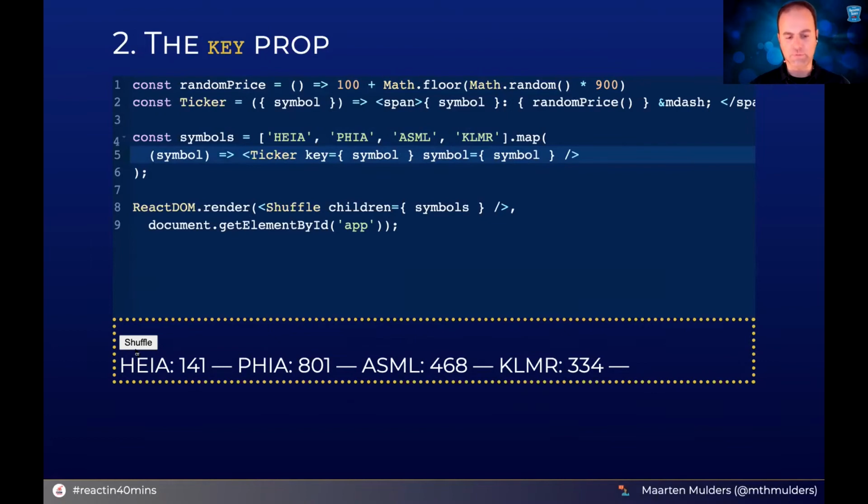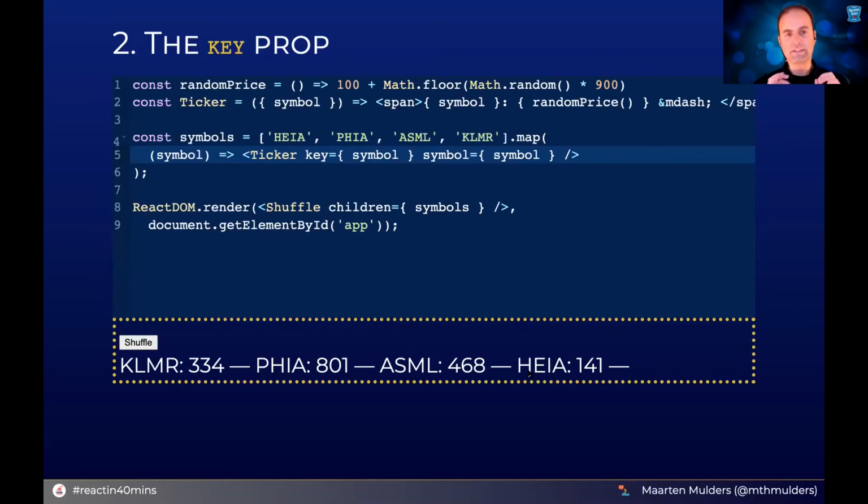So now if I would press the shuffle button, the symbols are shuffled, but React is able to somehow recognize that the Heineken, 141 euros. Oh, it's still first in the row. That's not a good example. Now it's last in the row again, it is the same one as that was a second ago, first in the row. And hence it will not re-render it, and it will not recalculate or re-simulate the price of that ticker.